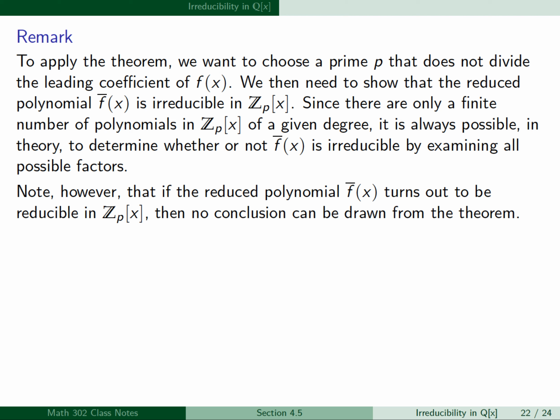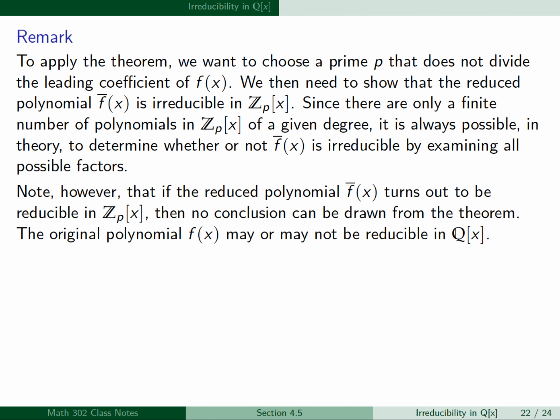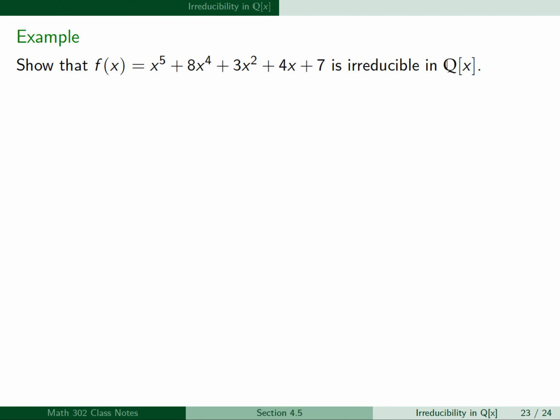Note, however, that if the reduced polynomial f bar of x turns out to be reducible in Z_p[x], then no conclusion can be drawn from the theorem. The original polynomial f of x may or may not be reducible in Q[x]. For an example, we want to show that f of x equal the polynomial shown is irreducible in Q[x].